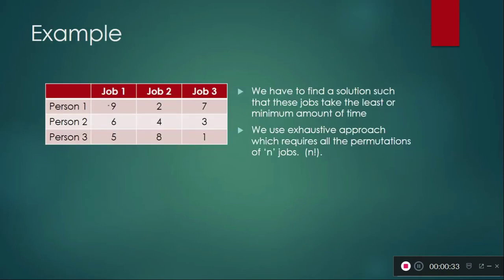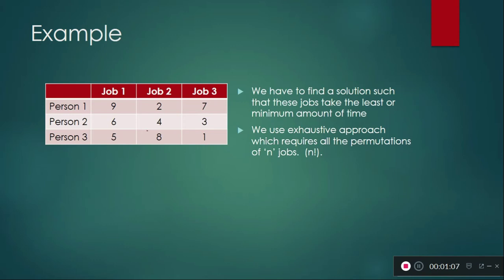I have a table over here which has a set of jobs and set of people. So three people with three jobs. Each person is assigned exactly one job. Person 1 can do job 1 in 9 seconds, job 2 in 2 seconds, and job 3 in 7 seconds. Similarly, person 2 can do job 1 in 6 seconds, job 2 in 4 seconds, job 3 in 3 seconds. Person 3 can do job 1 in 5 seconds, job 2 in 8 seconds, and job 3 in 1 second.